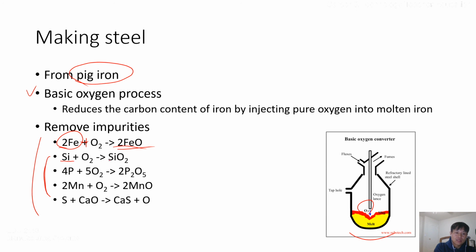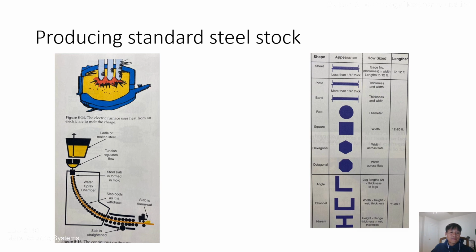But these come with the iron ore, such as silicon combined with oxygen. By putting in oxygen, they create silicon dioxide. Also, we can remove the phosphorus and also manganese and then sulfur, which is removed with the calcium oxide by creating calcium sulfide. These are impurities, right?